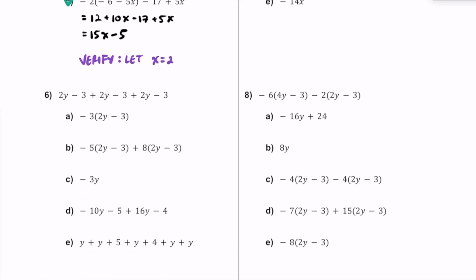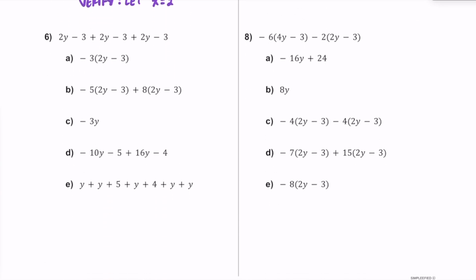All right, let's try another one. For number 6, let's go ahead and see if we can simplify this thing here. Looks like we don't have to distribute, which is nice. Let's see, what's 2y plus 2y plus 2y? So that's going to be 6y's here. So a total of 6y.